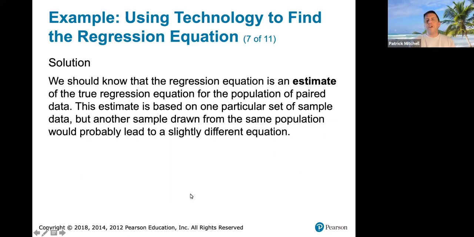We should know that the regression equation is an estimate of the true regression equation for the population of paired data. This estimate is based on one particular set of sample data, but another sample drawn from the same population would probably lead to a slightly different equation.